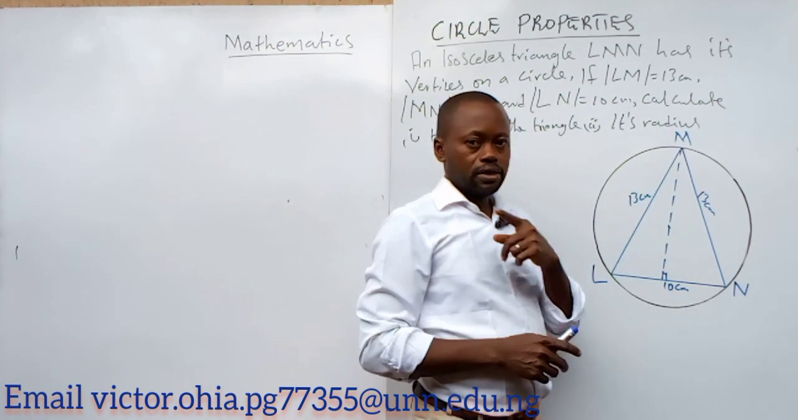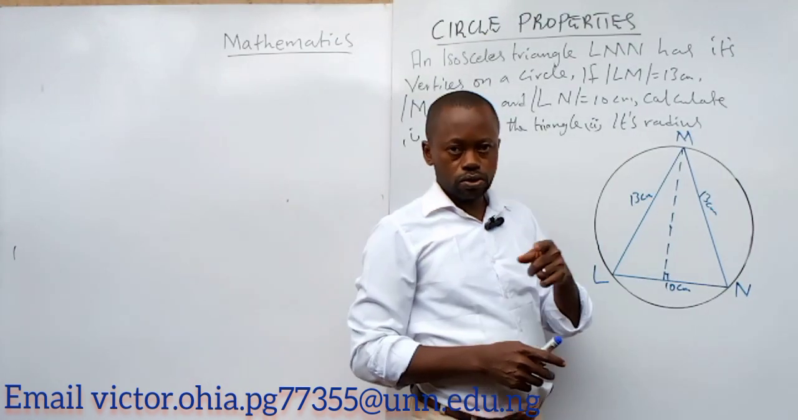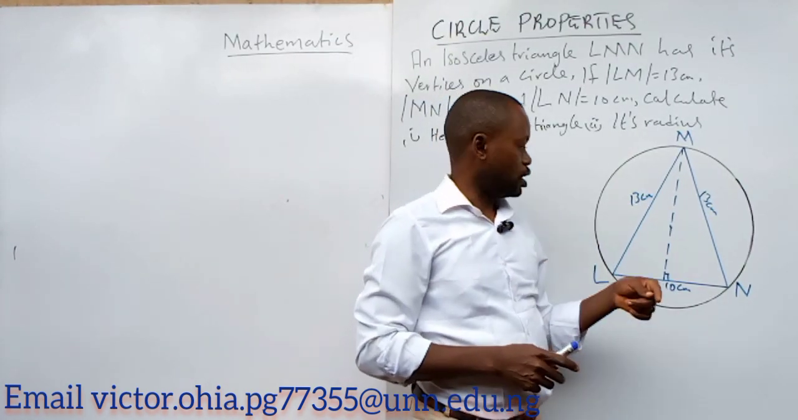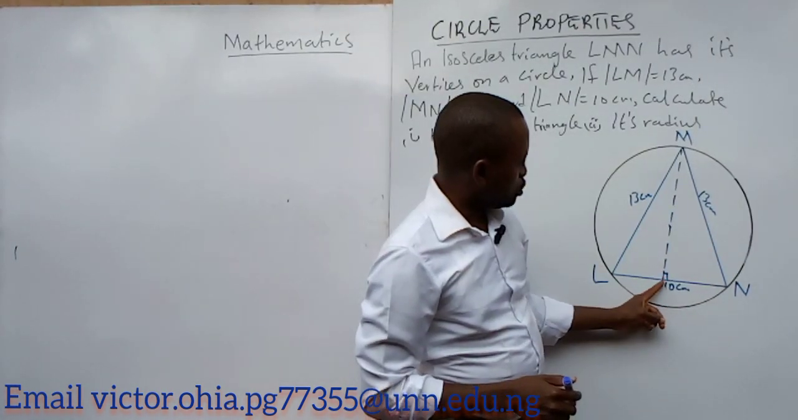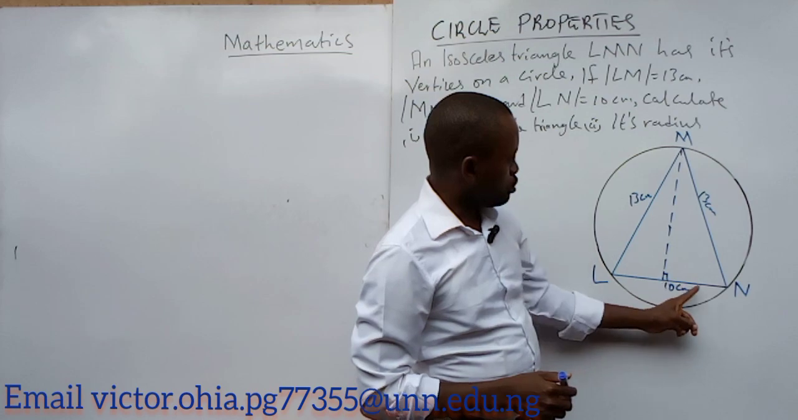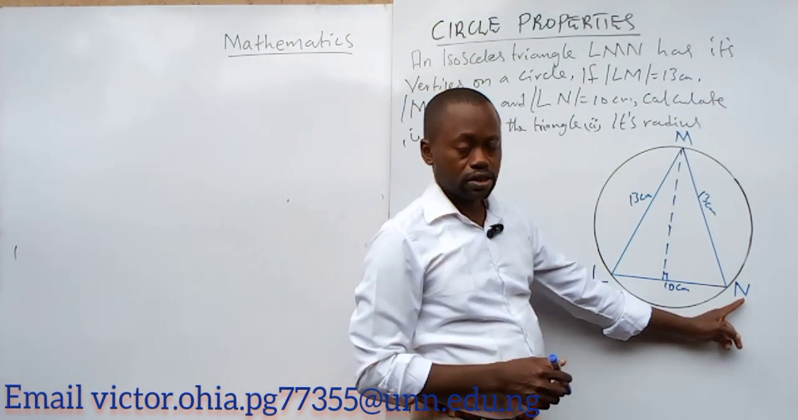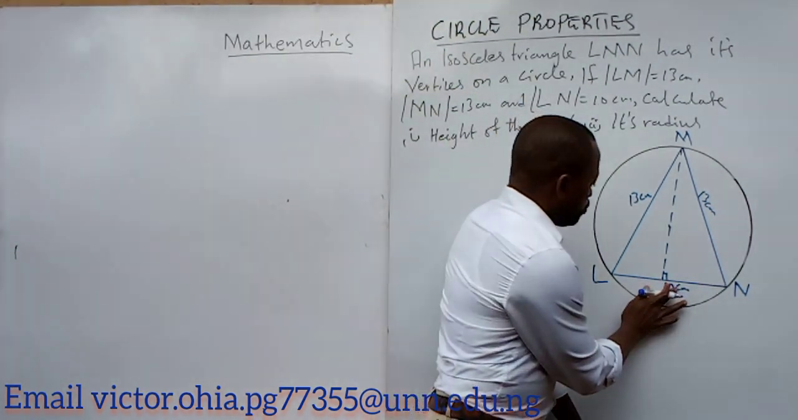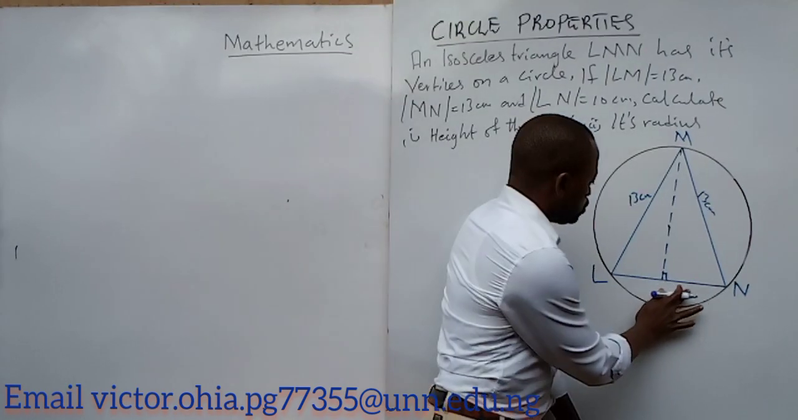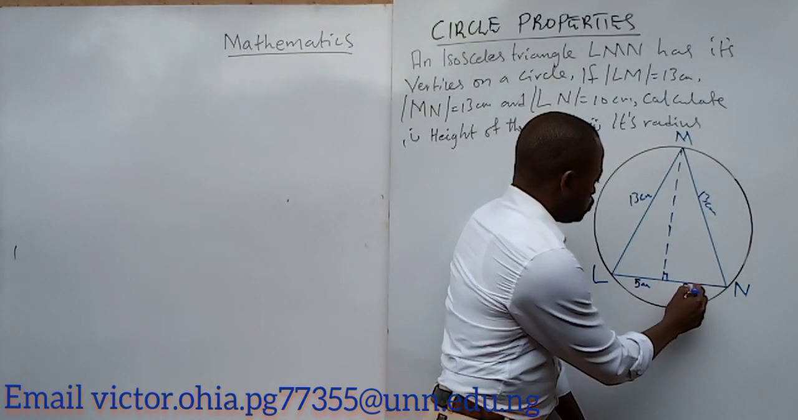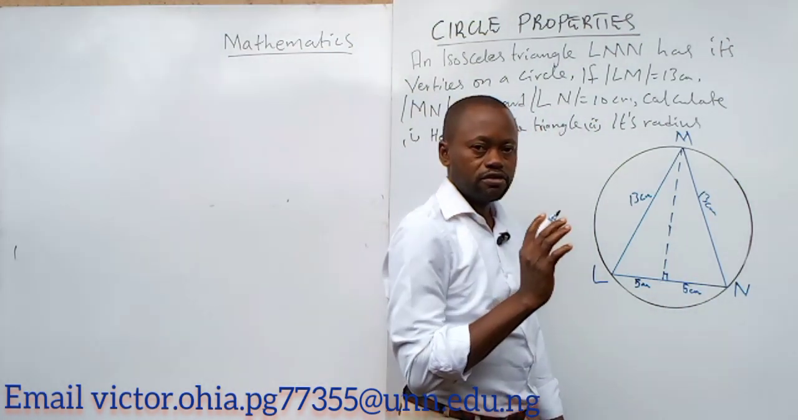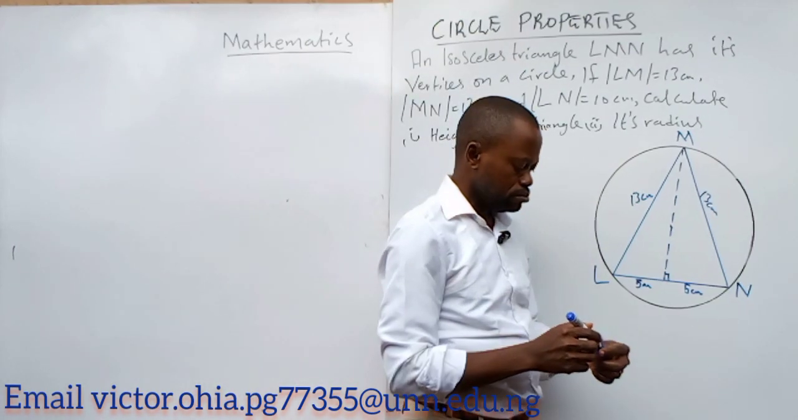And I think the next one I'm going to do, you're also going to see me use that theorem as well. So if this line is coming from the center of this circle, touching this chord, obviously this chord LN is bisected. So permit me to remove this and put 5 cm here and 5 cm here.